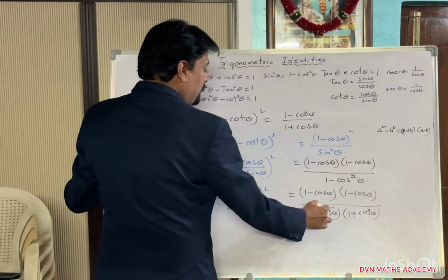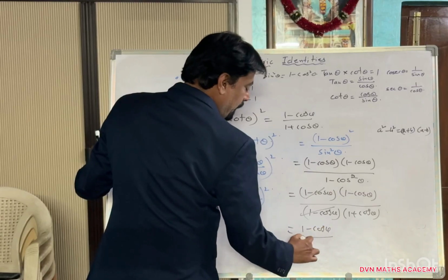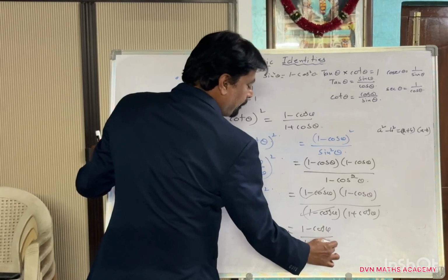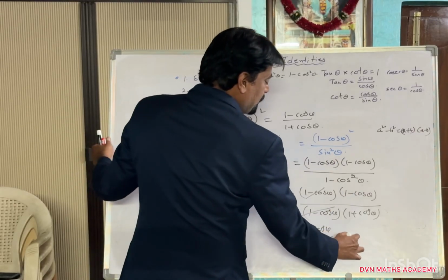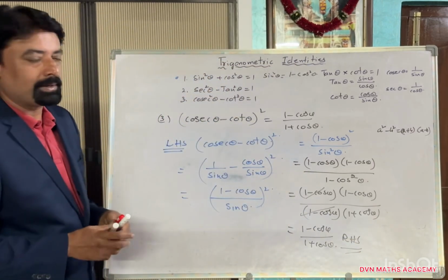That's all. So these two will be cancelled. Then 1 minus cos theta by 1 plus cos theta. So this is the RHS and LHS is equal to RHS. Hence the given question is proved.